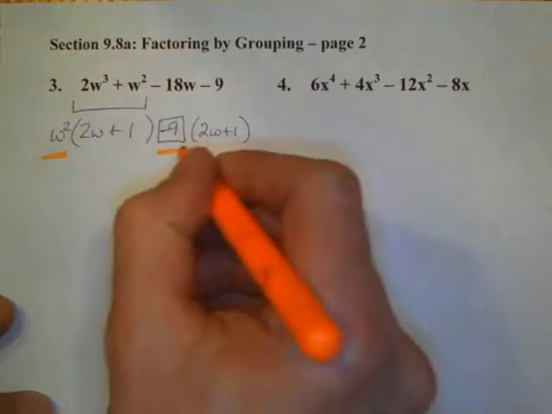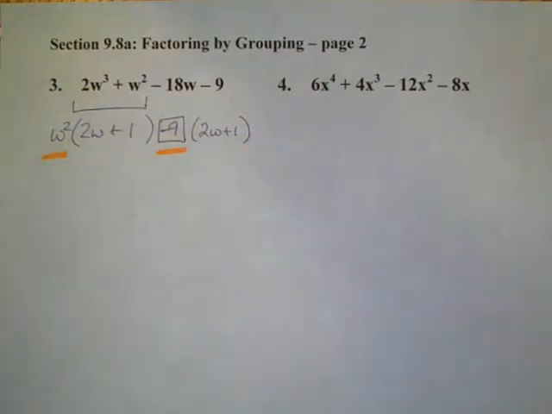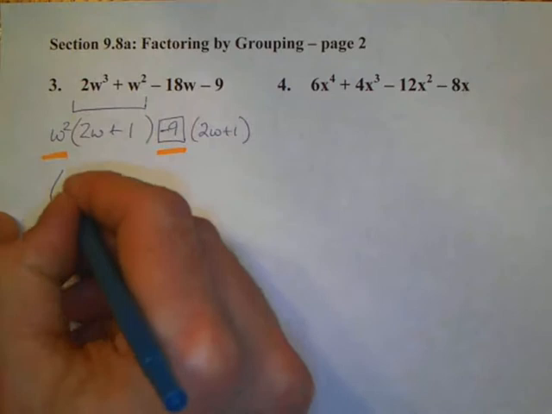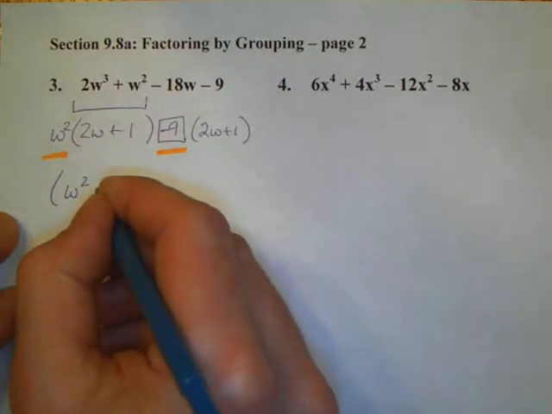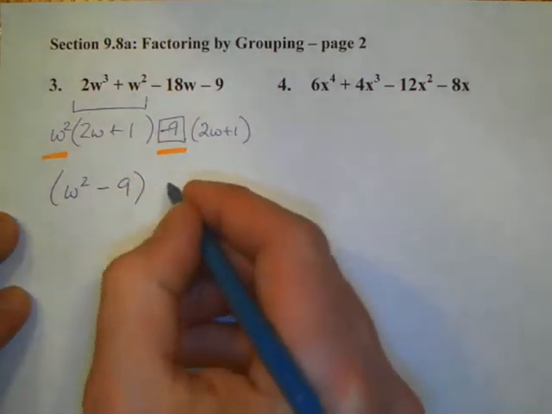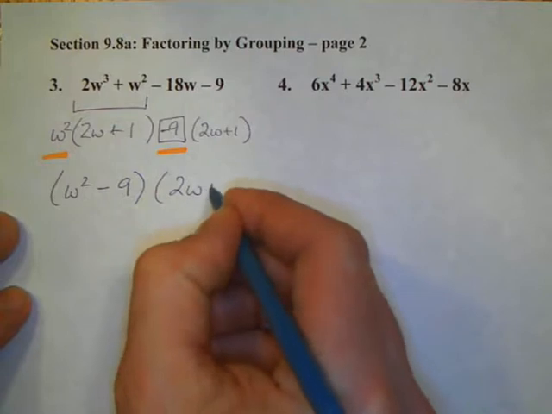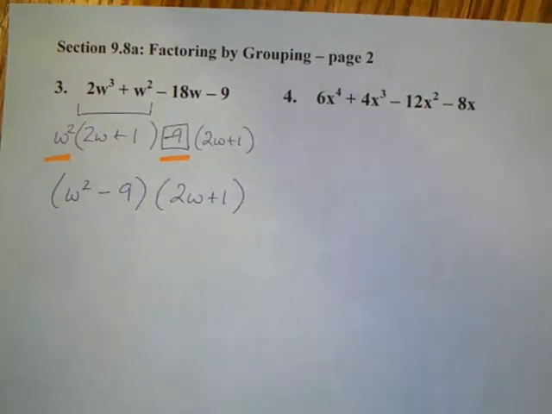Now, as we look at our problem, we have to consider the w squared and the minus 9 are the parts that are going to be coming out as our factors in the front. So w squared minus 9. Our 2w plus 1 is what's left on the back half.